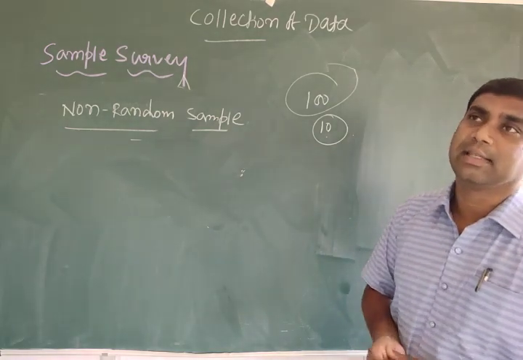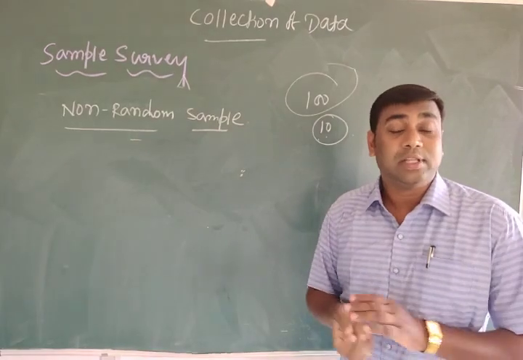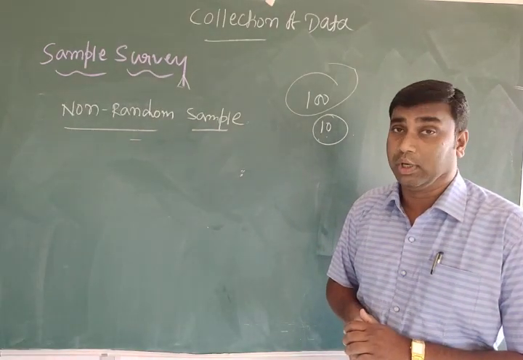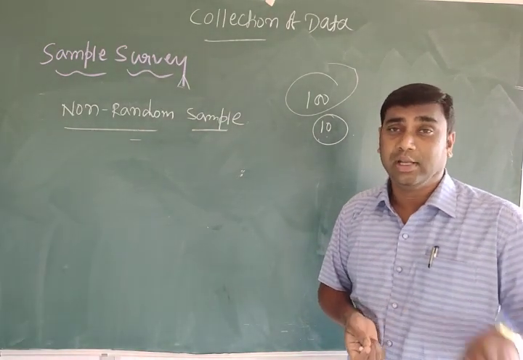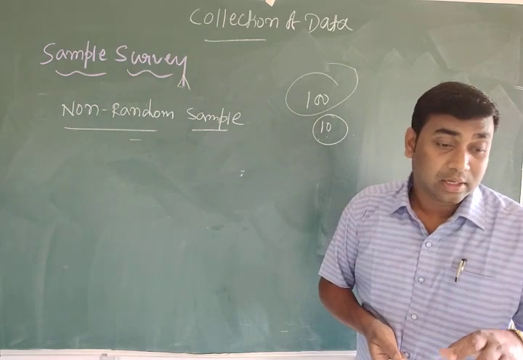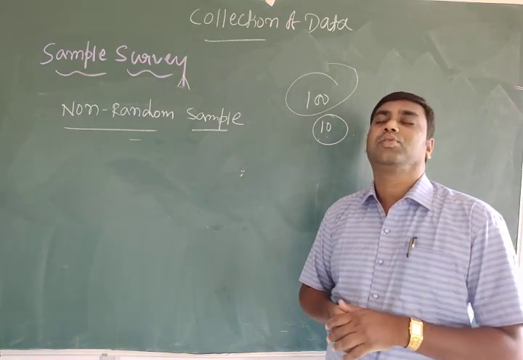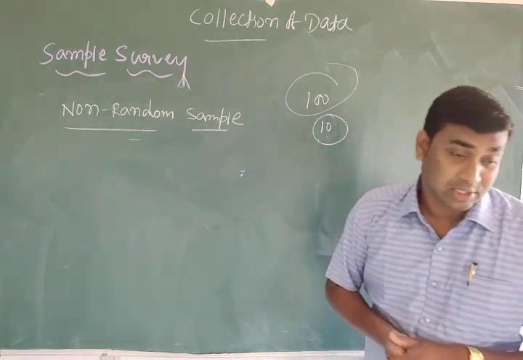So we are conducting a sample, and in that sample you have to select 10 out of 100. So these 10 members are selected by you only. You have to decide who will be in and who will be out, which households to select and which households to reject.